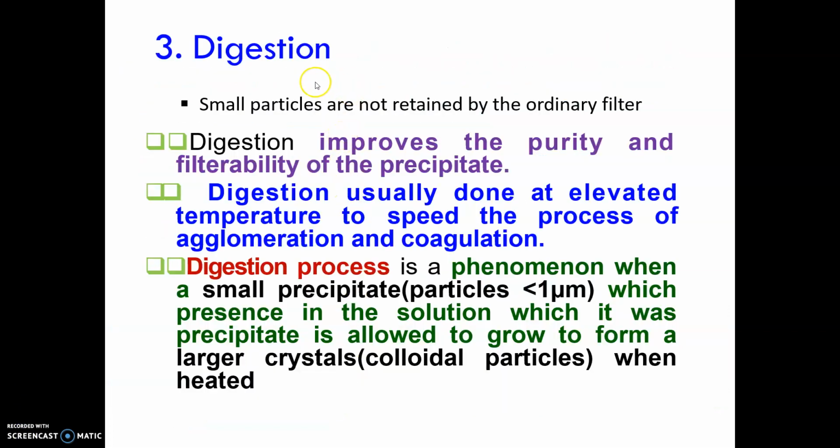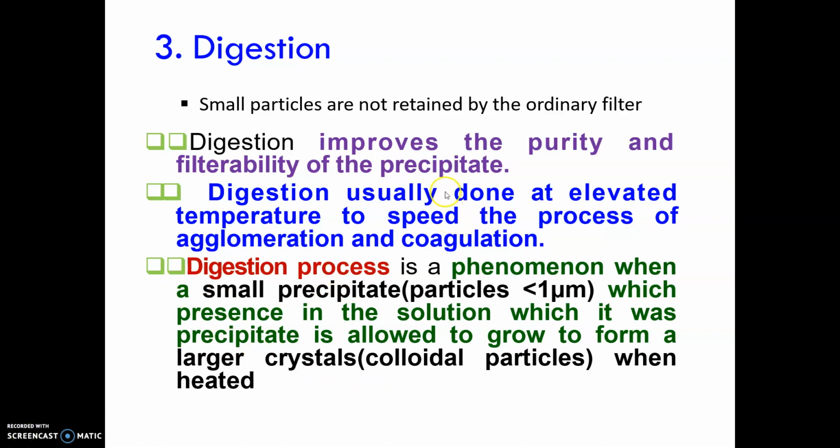So what is the good of digestion? Okay, digestion will improve the purity and also the filterability of the precipitate, and it's usually done at elevated temperature in order to speed the process of agglomeration and coagulation. So digestion is actually a phenomenon where a small precipitate present in the solution is allowed to grow to form larger crystals. Okay, when heated, we form large crystals. That's why we need to do the digestion process.